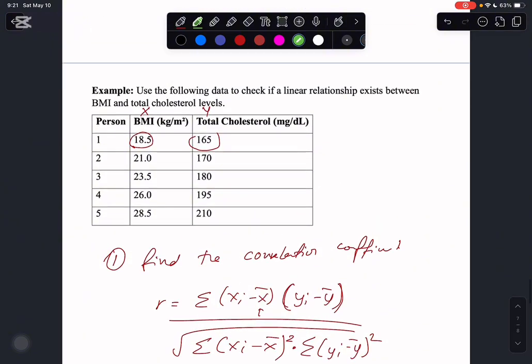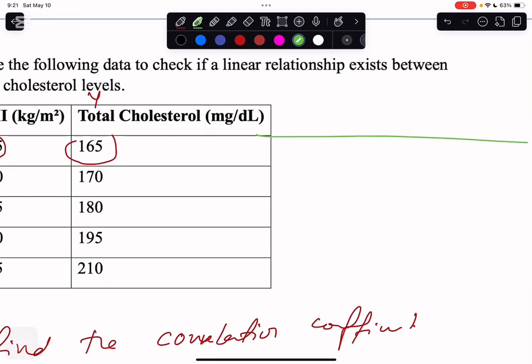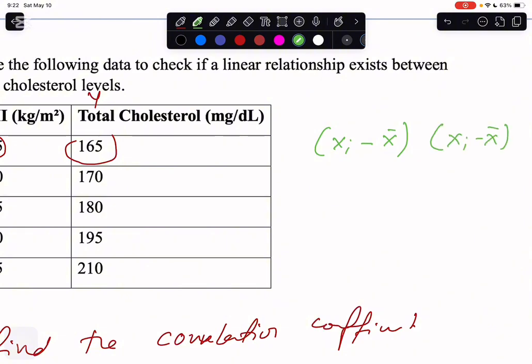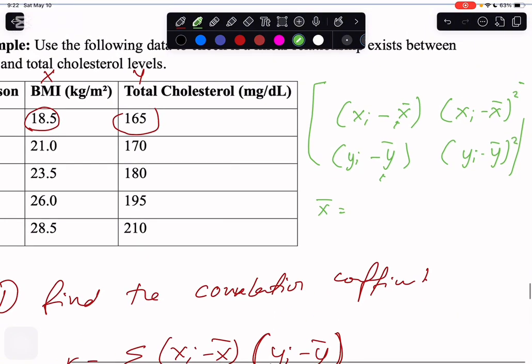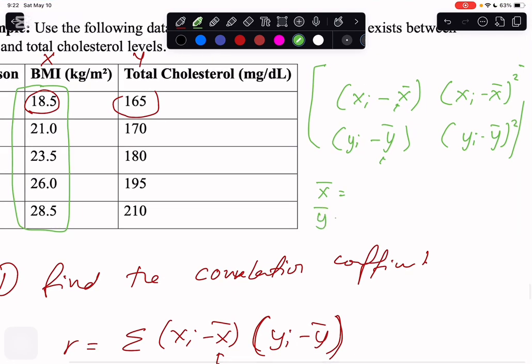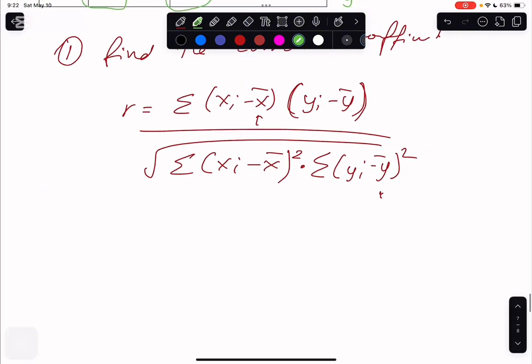So you're going to go to the table and make columns. I'll just write it for the sake of time. You're going to find xi minus x mean, xi minus x mean squared, and then yi minus the y mean, and yi minus the y mean squared. Of course, before doing all of this you need the x mean and the y mean. The x mean is all these numbers added together divided by the number of people, which is 5. The y mean is the same thing: all of this added together divided by 5. And then you're going to get these values.